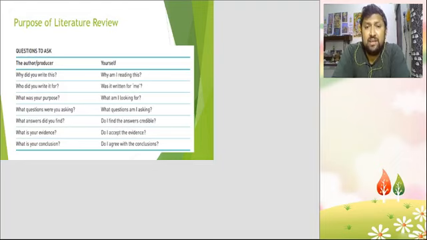And what are these questions? Why am I reading this? Was it written for me? What am I looking for? What questions am I asking? Do I find the answers credible? Do I accept the evidence? Do I agree with the conclusion? If you look at every question critically, you will find as if the researcher is doubting himself, his own understanding. And why is the researcher doubting his understanding? In order to become value free.